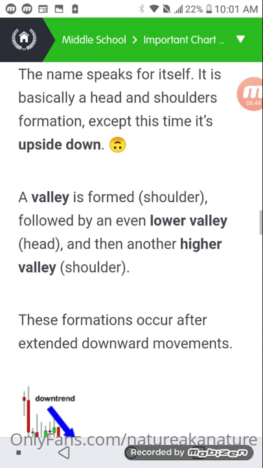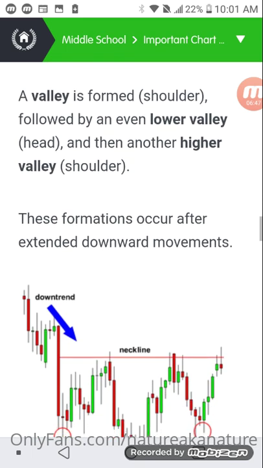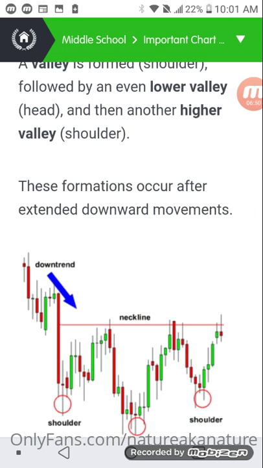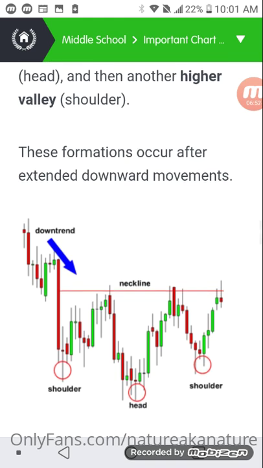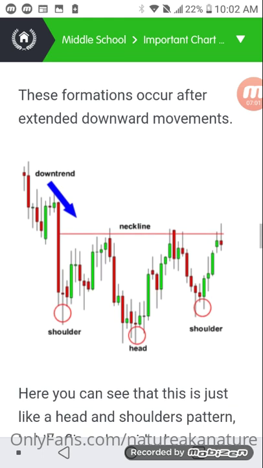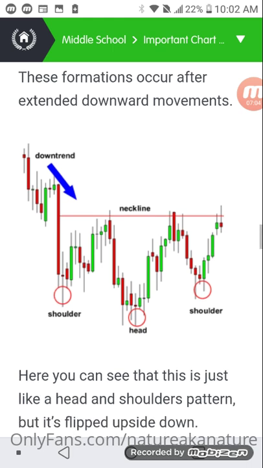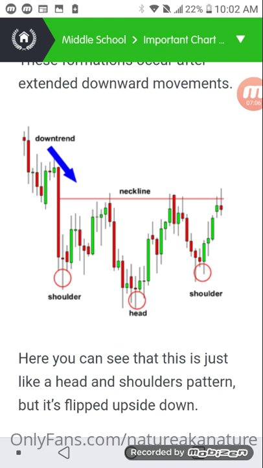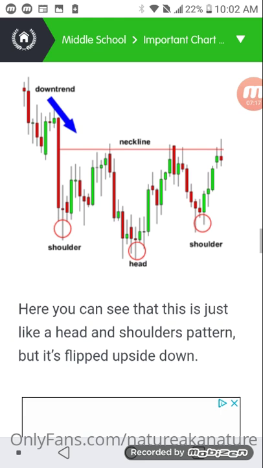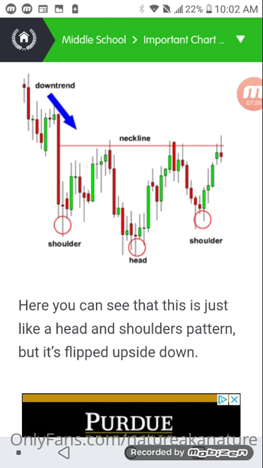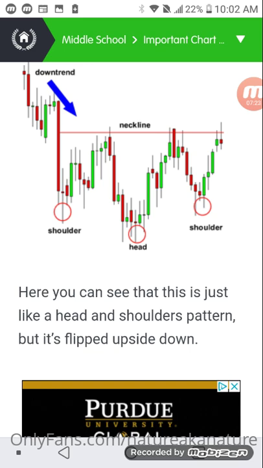These formations occur after extended downtrend momentum. As you can see, extended downtrend momentum creates the first shoulder, then it makes the lowest point, which is the head, and then it creates the shoulder going back up. That's the neckline. Okay, the slope should be kind of going up. When you see that, it means that price wants to go up. As you see an inverse head and shoulder, and the slope is not straight but going up more, it means price wants to head up. Here you can see that this is just like the head and shoulder pattern, but it is flipped upside down. You have the shoulders and the head.